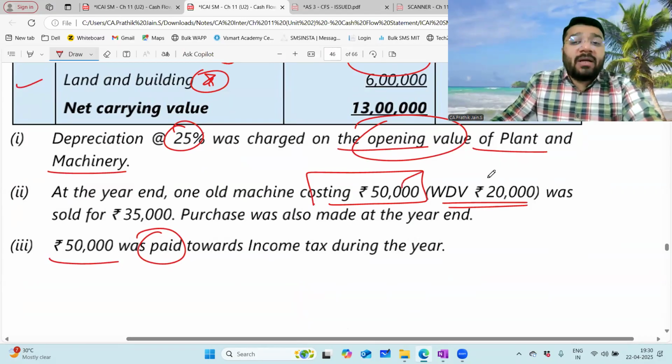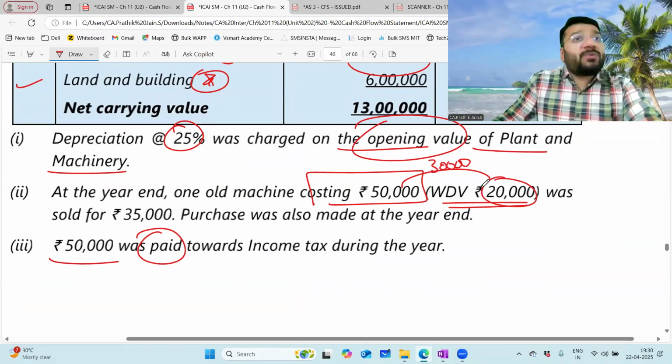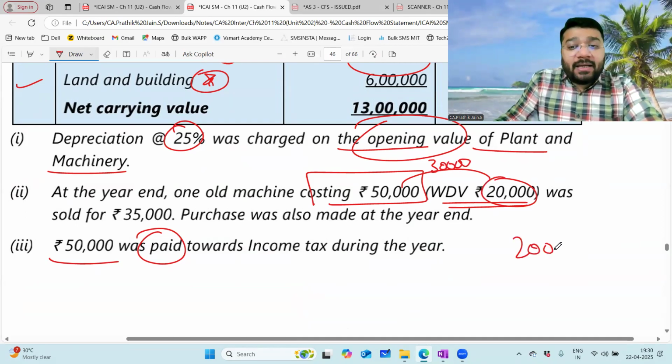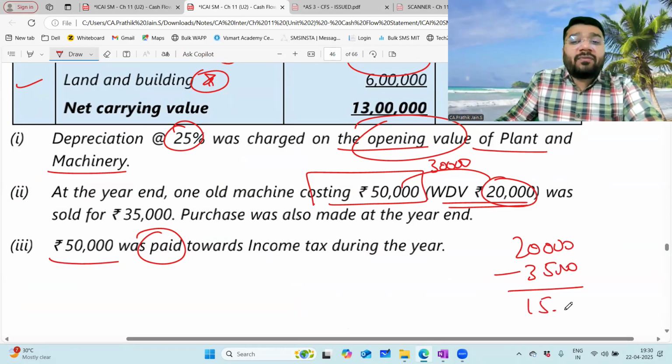Then at the end of the year, one old machine costing 50,000, whose WDV is 20,000. Means how much is accumulated depreciation? 30,000 is accumulated depreciation. WDV means what? Remaining cost. Remaining cost 20,000 was sold for 35,000. So you sold at a profit of 15,000. It is sold at the end of the year.